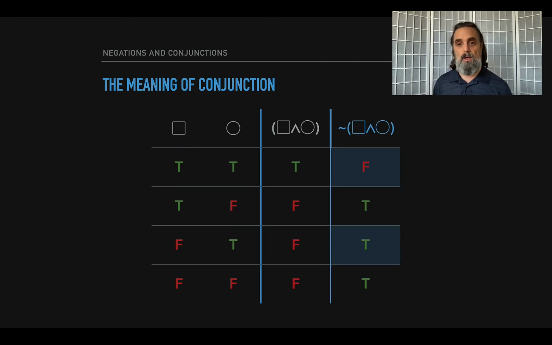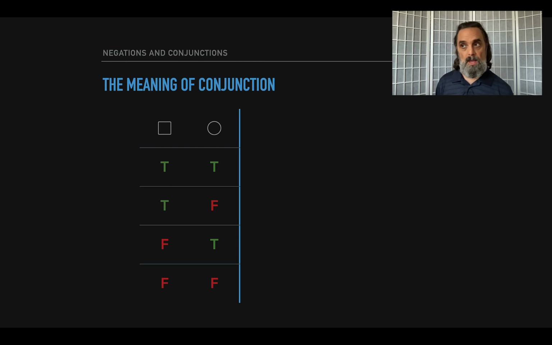And so the negation of box and circle is false when both pieces are true, because in that situation box and circle is true. But the negation of box and circle is true everywhere else, because on all the other rows, box and circle is false. So we can see that it's relatively easy for not (box and circle) to be true. The only way it's false is if both box and circle come out true. Otherwise, if either box or circle is false, then not (box and circle) comes out true.